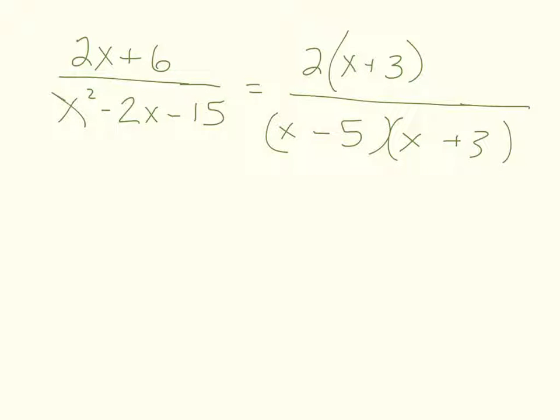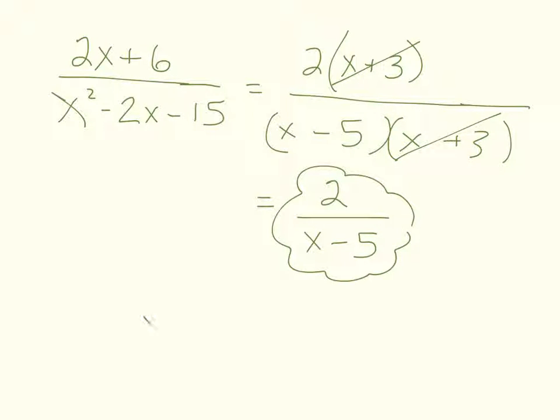The other little hint is that probably x plus 3 would be a factor of the bottom, so this can cancel. This is something textbook writers and math teachers do all the time. So our simplified form is 2 over x minus 5. Oh, and let's also mention this only works if x is not equal to 5 and x is not equal to negative 3, because those in fact are the values that would give us a 0 in the denominator.